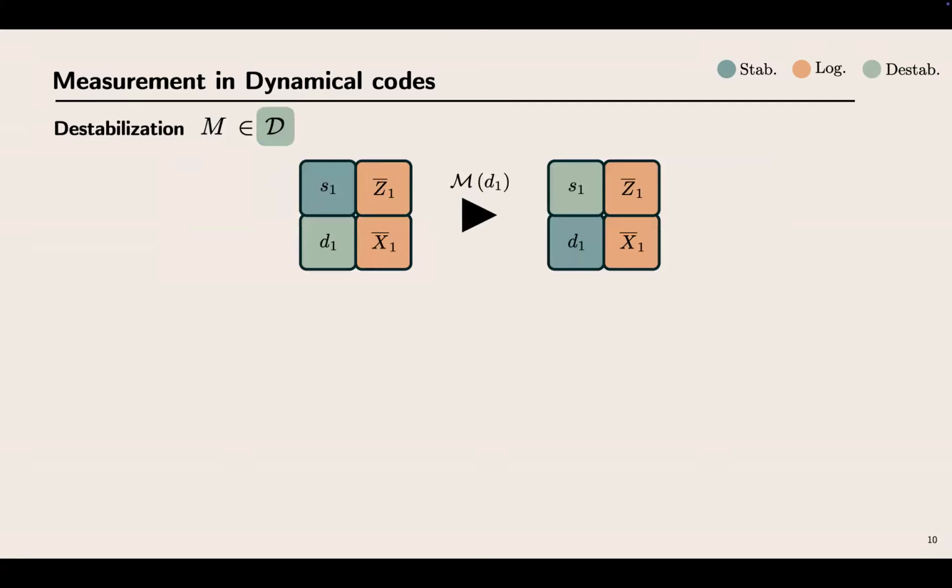The third type of measurement that we can do in this kind of code is actually measuring a destabilizer, which is actually an operator that is outside of the code. So that would be a little bit weird to talk about this, but we actually can see it in a different way.